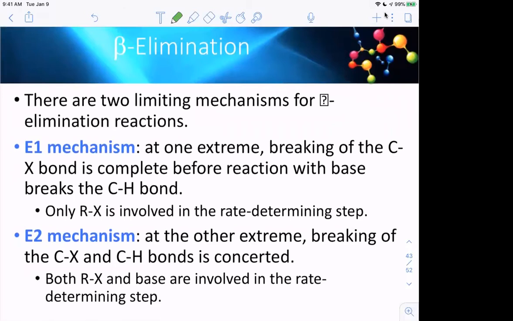Okay, there are two mechanisms for my beta elimination reactions. I have the E1 mechanism. And again, this is going to be stepwise, where I break the carbon-oxygen bond first, and then I react with base to break the carbon-carbon bond. This is 2 steps.